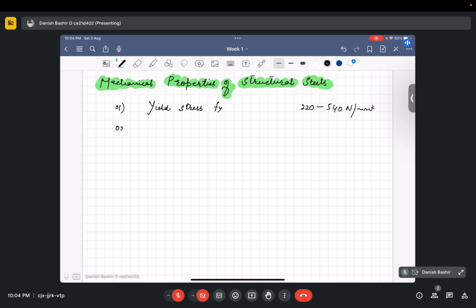The second most important property of a structural steel is the ultimate tensile strength, Fu, and it is about 1 to 1.2 times Fy. And the third property is the percentage elongation or the percentage strain.